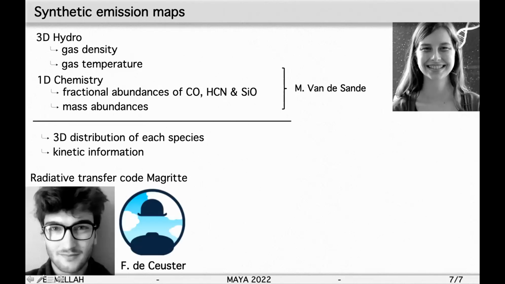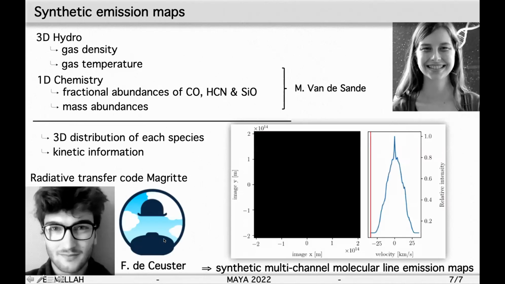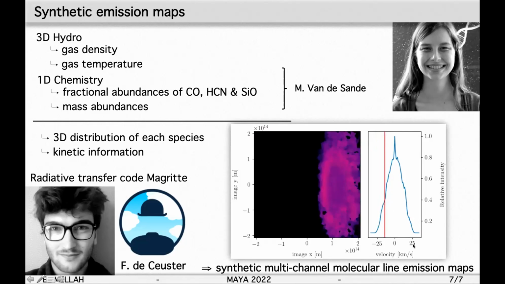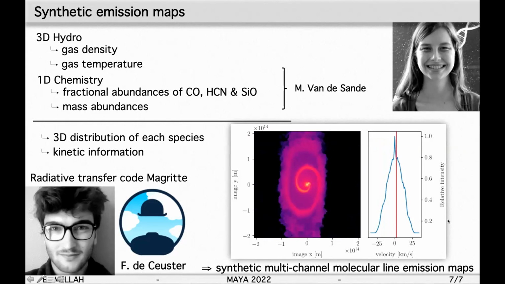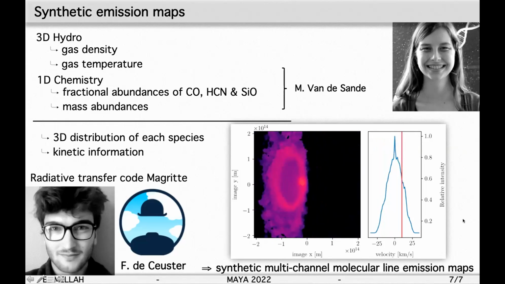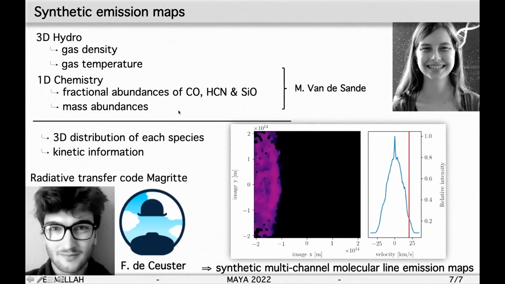So you can use a radiative transfer code like the code Magritte, developed by Frederik De Ceuster, to produce synthetic multi-channel molecular line emission maps, here for a CO rotation level. And so you can look at the different Doppler shifts to see what your simulation looks like. So here that's the proof of principle of the procedure you can follow to extract synthetic observables from this simulation.